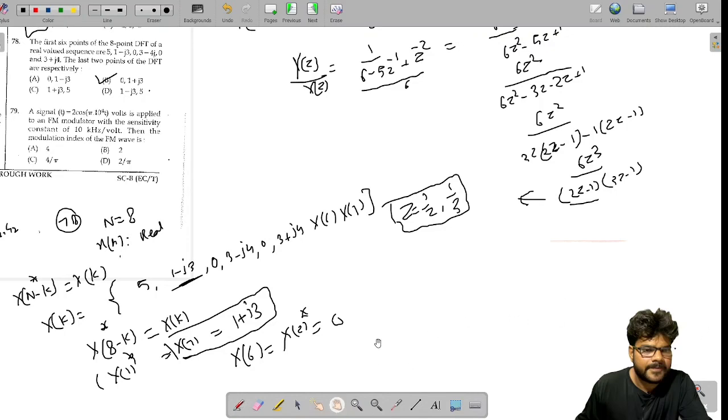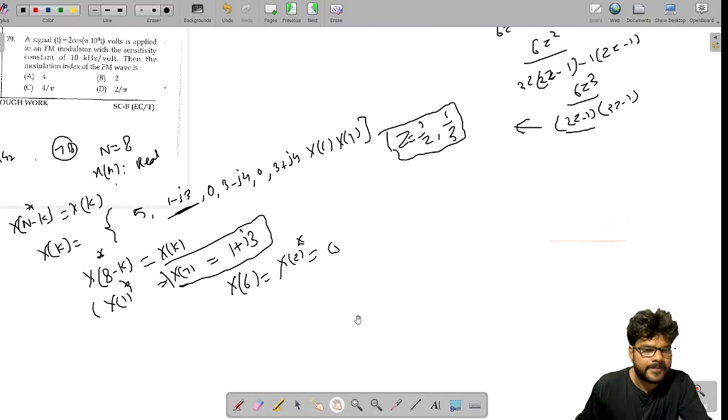Now let's go to the next question. The question is 79. This is from communication system, and the question is a signal x(t) equals 2 cos(pi 10 to the power 4 t) volt is applied to an FM modulator, with the sensitivity constant of 10 kilohertz per volt.